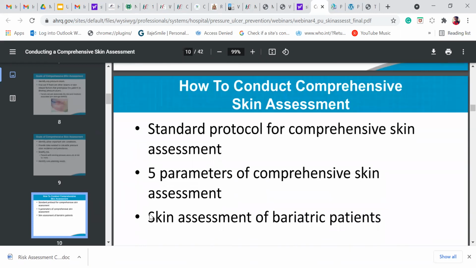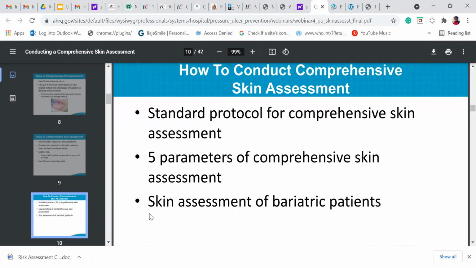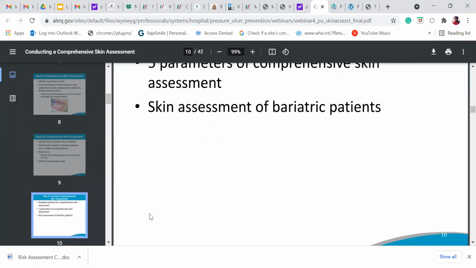So we are going to talk about how to conduct comprehensive skin assessments. There is a standard protocol for comprehensive skin assessment. There are 5 parameters of a comprehensive skin assessment, and there is a separate skin assessment for bariatric patients, that is, patients that are excessively obese.